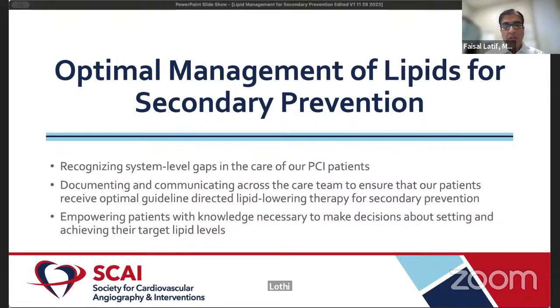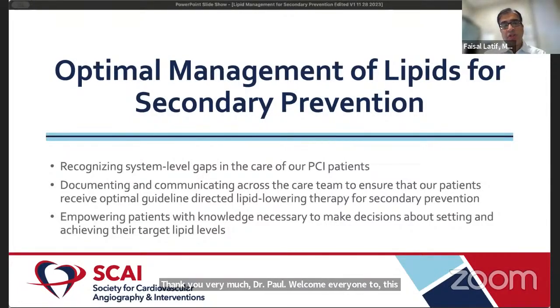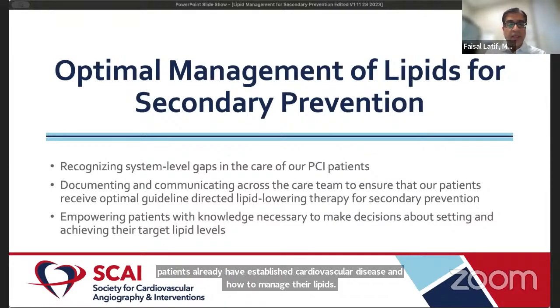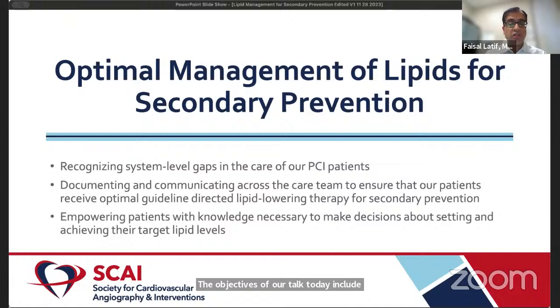Welcome everyone to this educational activity based on something we interventional cardiologists may not do as much, and that is optimal prevention, secondary prevention for patients who already have established cardiovascular disease and how to manage their lipids. The objectives of our talk today include recognizing system-level gaps in the care of our patients who have had percutaneous coronary interventions, documenting and communicating across the care team to ensure that our patients receive optimal guideline-directed lipid-lowering therapy for secondary prevention, and empowering patients with knowledge necessary to make decisions about setting and achieving their target lipid levels. Next slide.